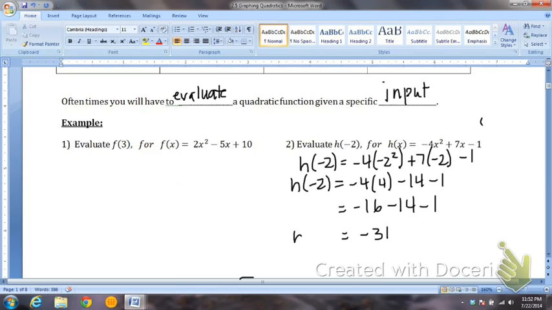Don't forget your label over here though. h of negative 2 equals negative 31. And that is my answer. Alright? Any questions? I should probably stop asking that since I can't really hear your questions. Alright.